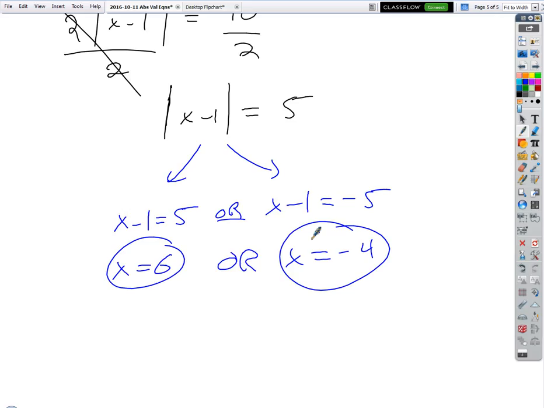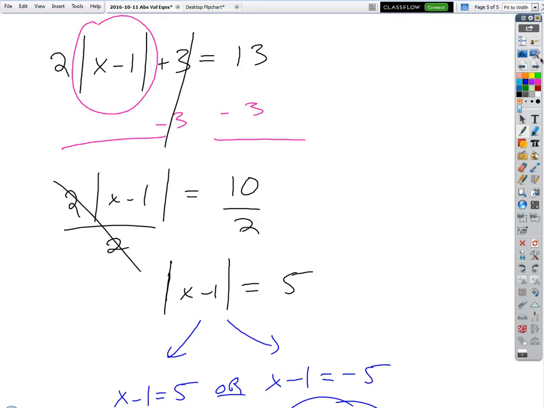Make sense? Okay. So once again, our steps are isolate the absolute value bars, and then trade for my two equations and solve them. Okay? That's it. All right.